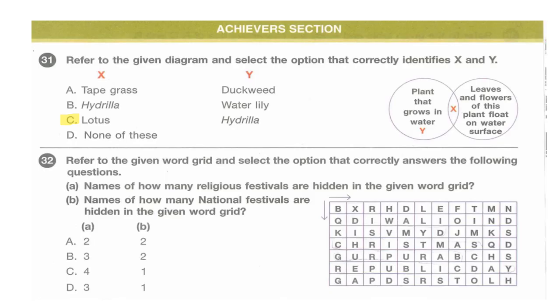And why is that? The plant that grows in water, and of course, yes, hydrilla is a plant that grows in water. Hence, your answer is option C. Let's move on to the next question.